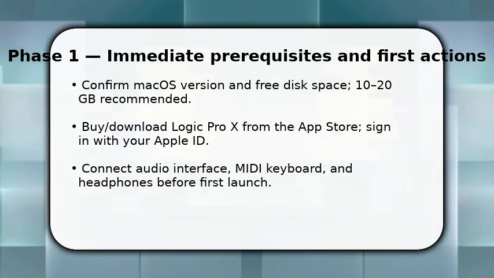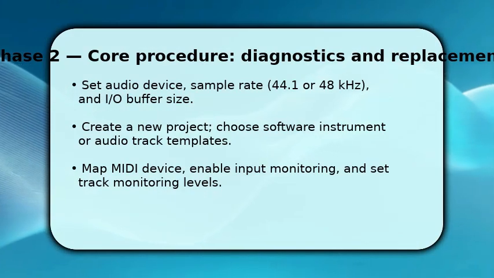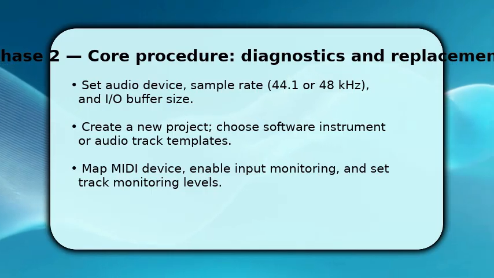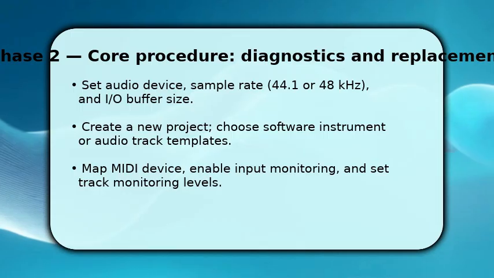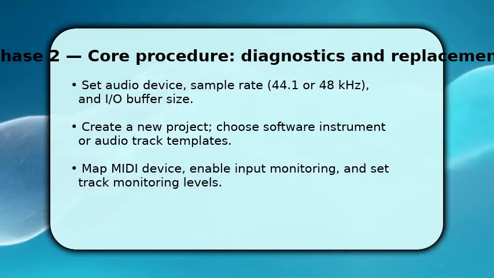Once your devices are connected, open Logic and go to Preferences, Audio, to select your interface, pick a sample rate like 44.1 kHz, and set a buffer size that balances latency and CPU load. Next, create a new project and pick the right template: software instrument for MIDI, audio track for recording, so channel strips are ready. Then, in Preferences, MIDI, confirm your keyboard appears and map controllers.